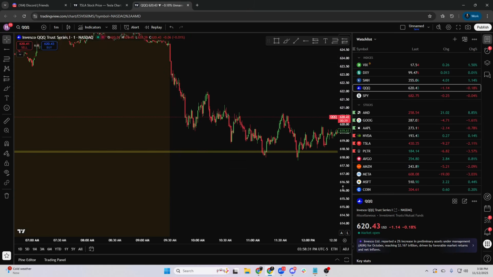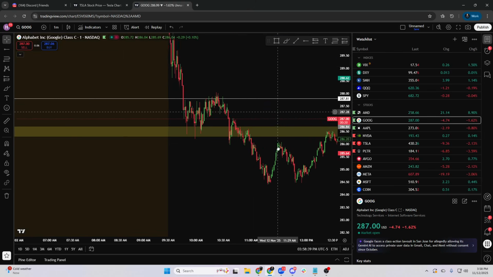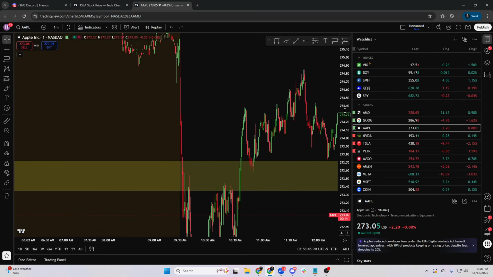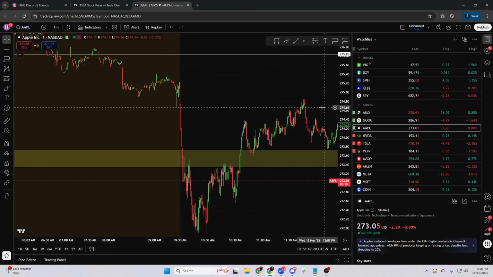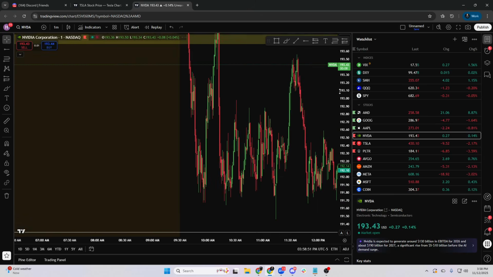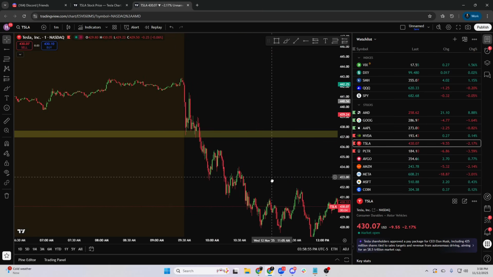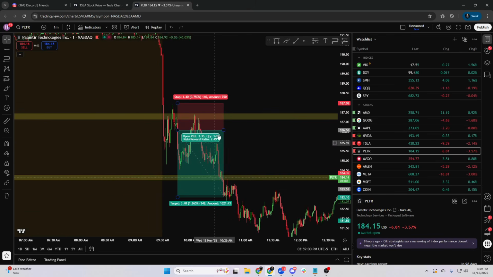And maybe even QQQ. We'll start off with QQQ. QQQ opening print below your opening print. Didn't even get close to reclaiming that. Google, similar idea. Opening print up here. We were just downtrending all day. Apple, I think this is pretty self-explanatory. We got pretty close to it until like 10:40, 11, but we're not really trading into then. Nvidia, same idea. Tesla, same idea. Palantir, same idea.